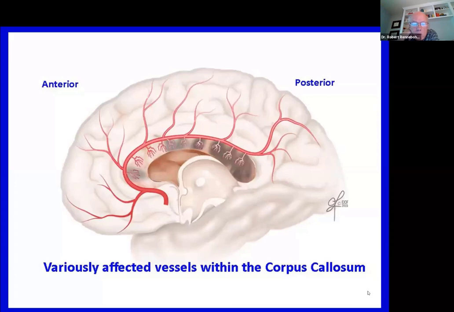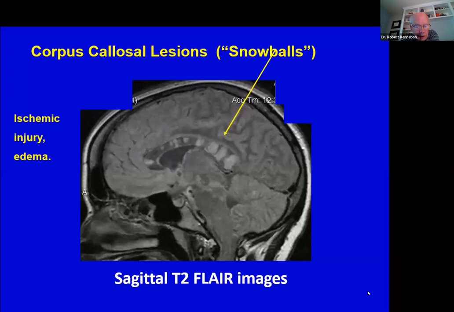In this drawing, the 4 microvascular networks in the posterior half of the callosum are severely affected, causing intense ischemic injury to the parts of the callosum they perfuse. In contrast, 3 of the 6 networks in the anterior half of the callosum are unaffected, and the other 3 are only mild to moderately affected. It is this ischemic injury that causes the snowball lesions on MRI, as shown in this slide, where we see large snowball lesions in the posterior half of the callosum and less severe lesions anteriorly.